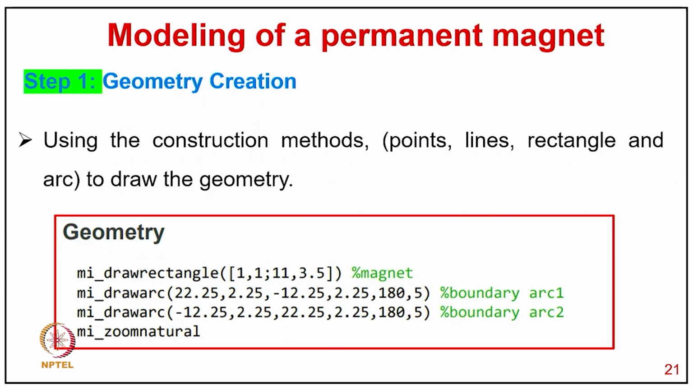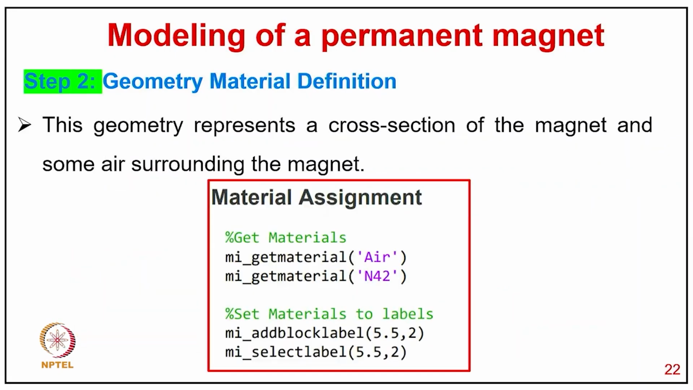The geometry here is: I draw a rectangle in brackets 1 comma 1 semicolon 11 comma 3.5 for the magnet, and I draw an arc, 22.25 comma 2.25, minus 12.25 comma 2.25, comma 180 comma 5, as the boundary of the arc. And the second one, minus 12.25 comma 2.25, then 22.25 comma 2.25, comma 180 comma 5, as boundary arc 2, and then mi_zoomnatural.